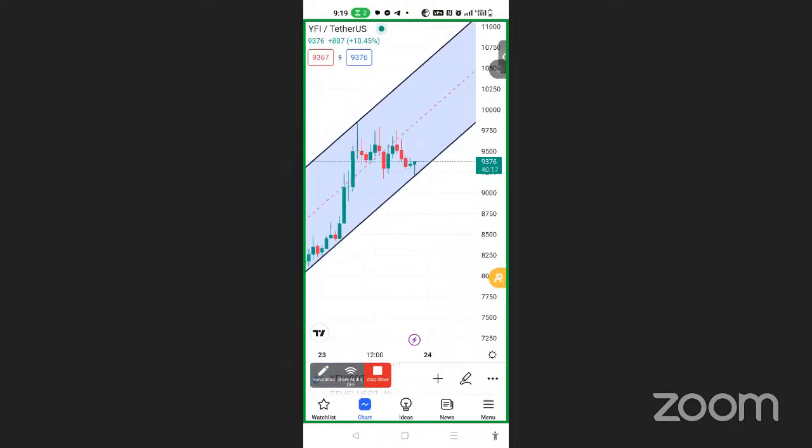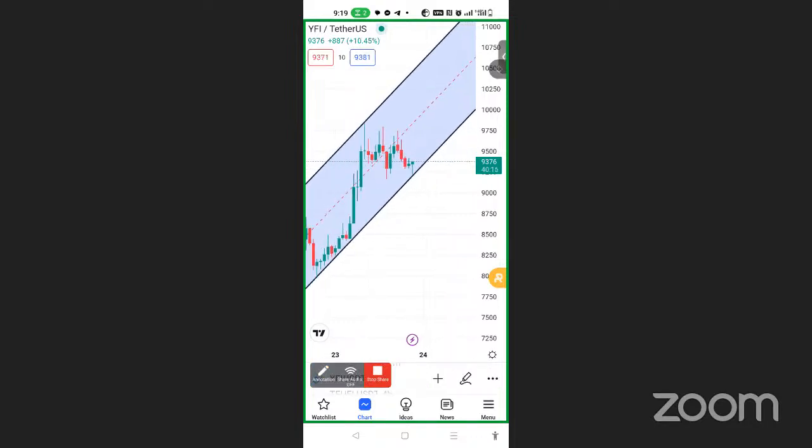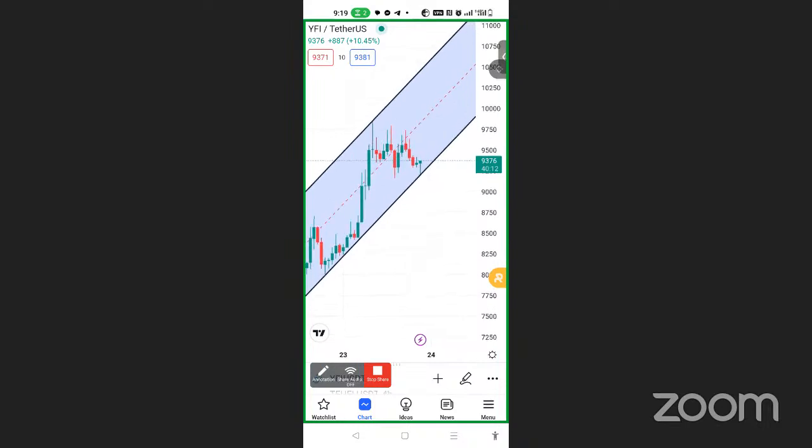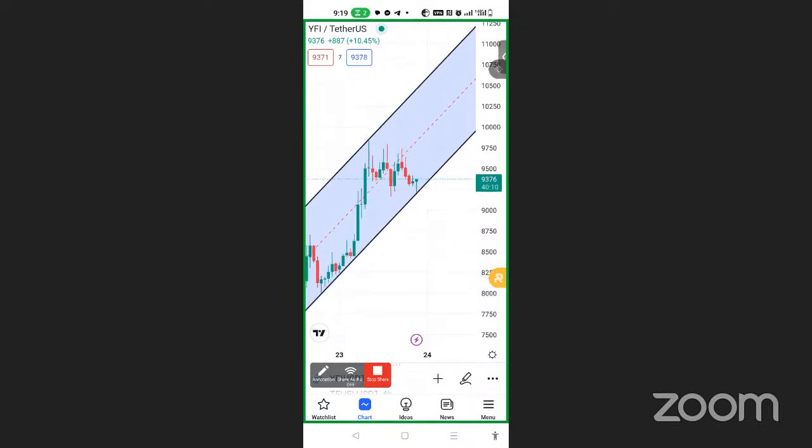So this is a parallel. We can draw a parallel channel on an upward trend to help us monitor the trend. Once a candle forms below this, then we know this is now a breakout from an upward trend to a downward trend. If this candle closes above here, then we suspect that this coin might move from here to this line, and that could be our take profit. So that is how we draw a parallel channel in an upward trend.